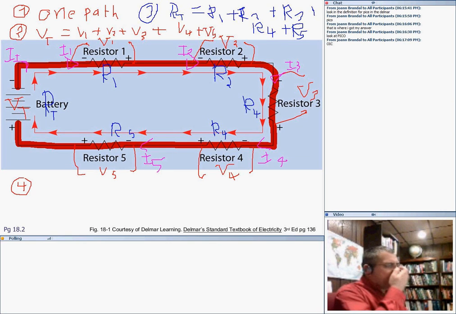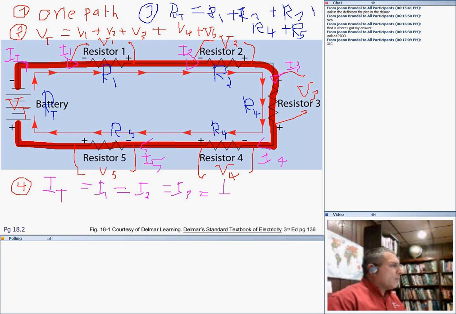Okay, so friends, the current in a series circuit stays the same. This is what I call a nightmare. The I total, the current out of the source, equals I1, equals I2, equals I3, equals I4, and also equals I5. All of them are equal. So the current in a series circuit stays the same.